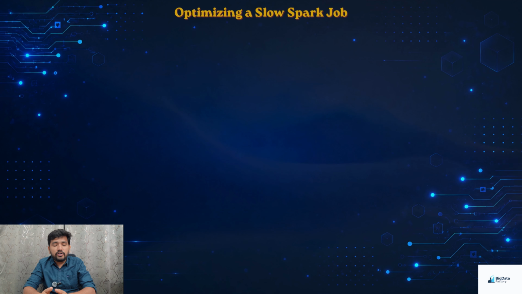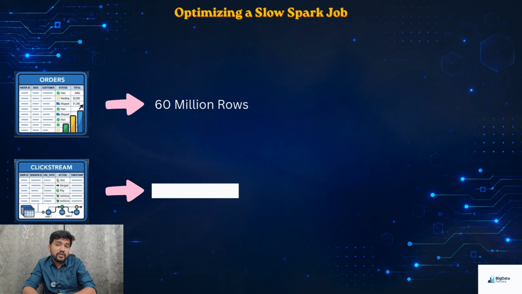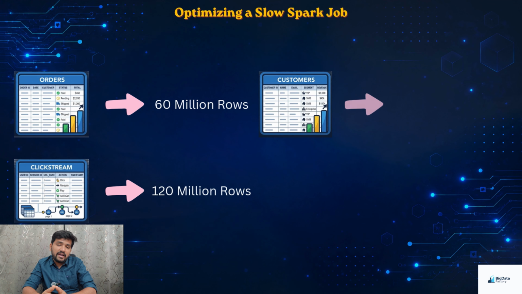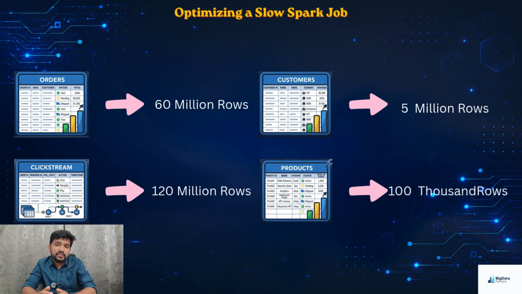For this test, the orders table has around 60 million rows. The clickstream table has around 120 million rows. The customer table has around 5 million rows. And the product table has around 100,000 rows. So this is not a tiny toy example. It is still manageable, but big enough for Spark problems to actually show up.